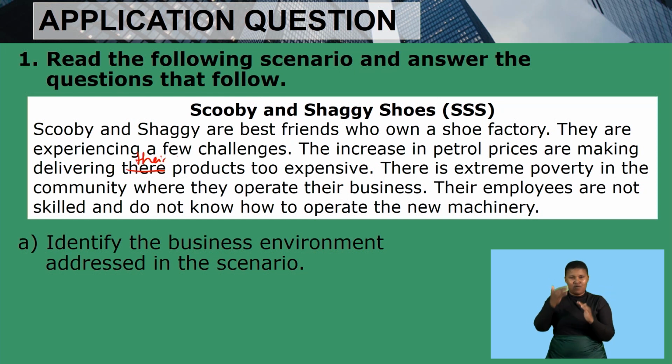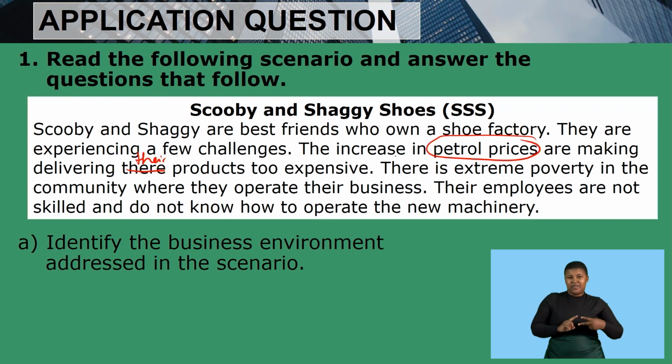Now the question asks, identify the business environment addressed in the scenario. Now when we refer back to the scenario, we see that, of course, the first sentence, Scooby and Shaggy are best friends, is kind of an introduction. They are experiencing a few challenges, and then they start to name the challenges. The first one, the increase in petrol prices. Okay, so when we see increase in petrol prices, this can be seen as an economical issue.